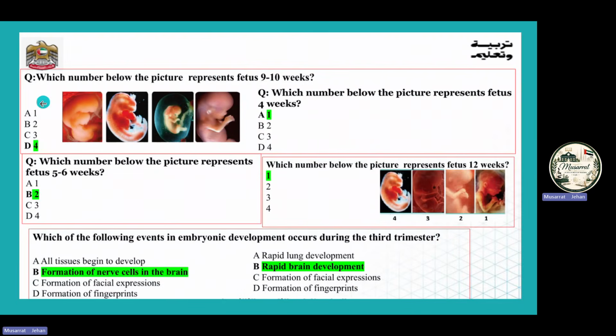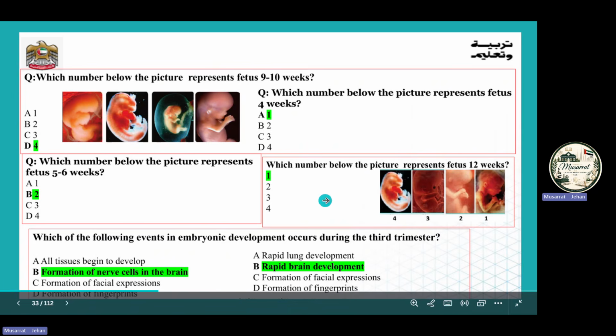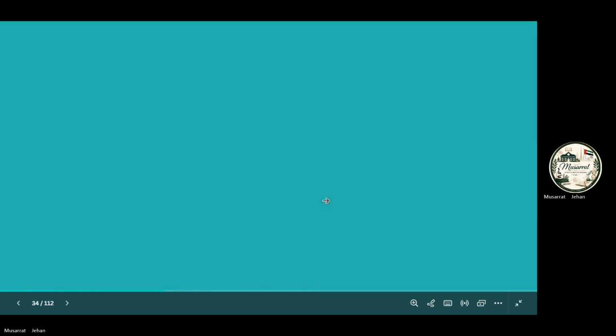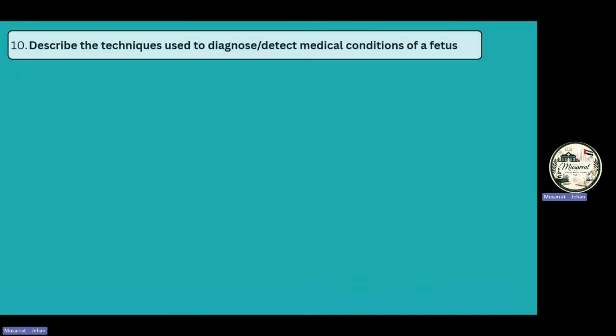So I told you about these pictures. The number below the picture represents the fetus at 12 weeks. So this is 12 weeks, this represents 9 to 10 weeks. You should know, okay, which one to try to identify. What happens in the third trimester? These are all questions related to that.